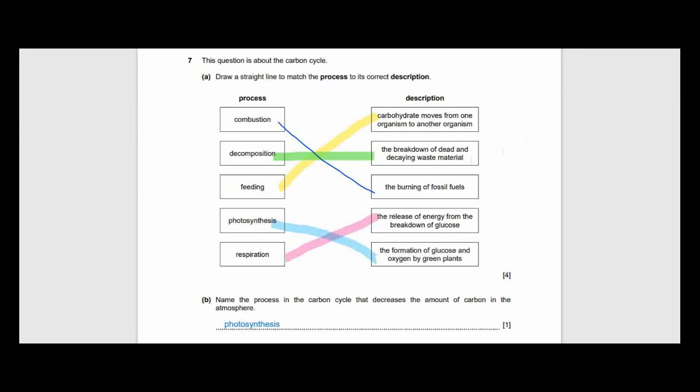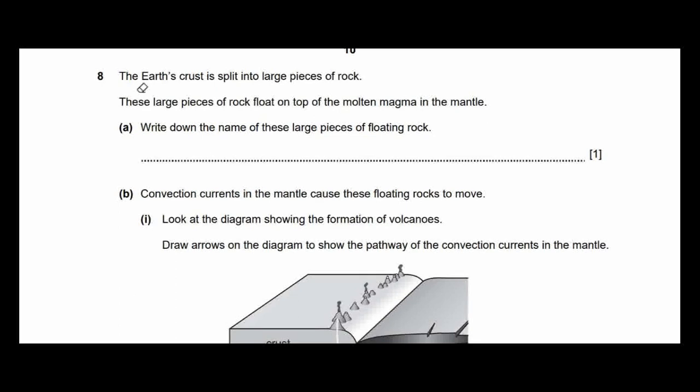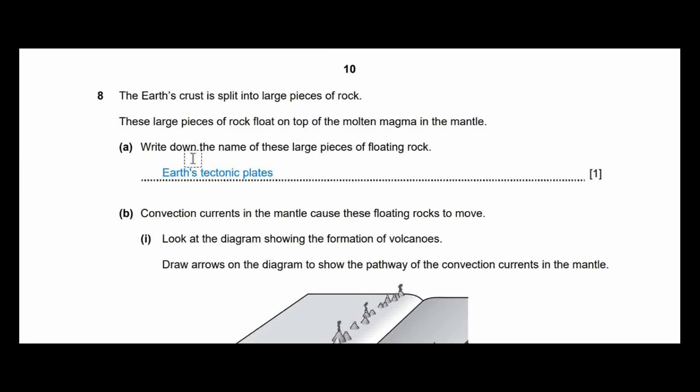Next question. Question 8. The Earth's crust is split into large pieces of rocks. These large pieces of rock float on top of the molten magma in the mantle. Write down the name of these large pieces of floating rocks. 10 seconds from now. 10, 9, 8, 7, 6, 5, 4, 3, 2, 1. Let's open up the answer. It's Earth's tectonic plates.